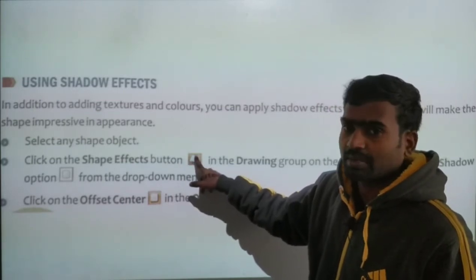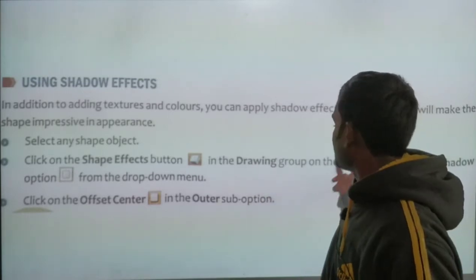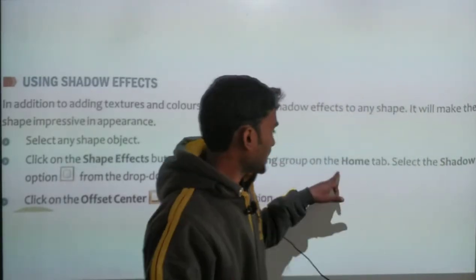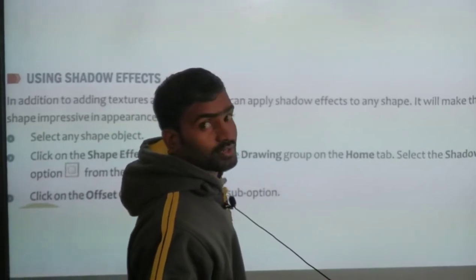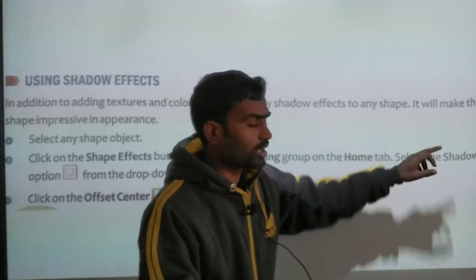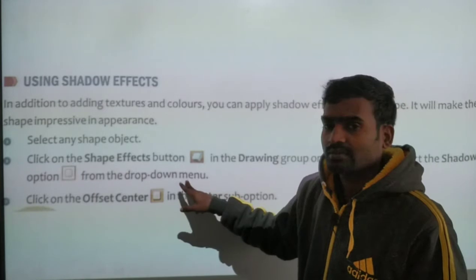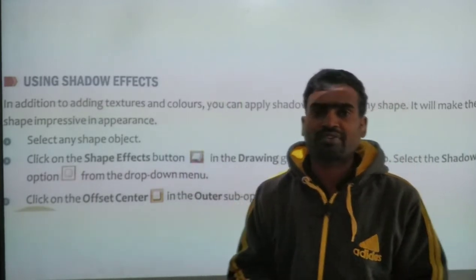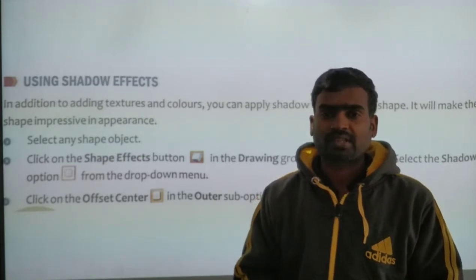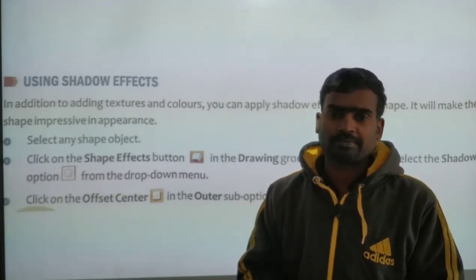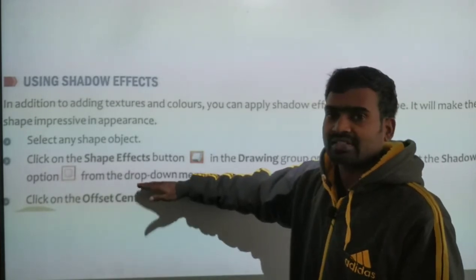You can see the format options in the drawing group and the home tab. You can click on the home tab and the drawing group. You can see this effects option, right? Select the shadow option from the drop down menu. There are plenty of shadow effects. From those effects you can select anything.